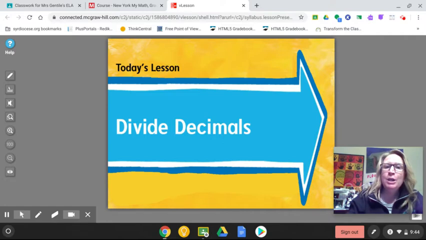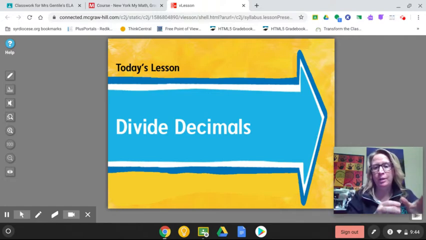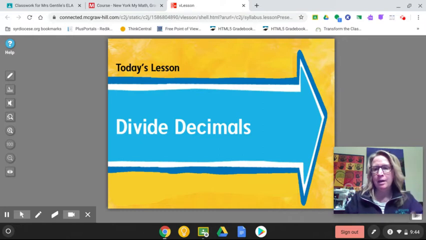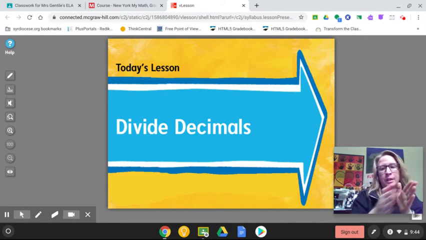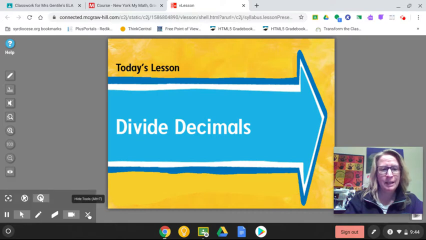So today's lesson is we are going to be dividing decimals by decimals. Up till now, we've been dividing decimals by whole numbers, so we've just had to move the decimal in our dividend right up into our quotient. Well, now with dividing decimals by decimals, we have to actually move the decimal out of our divisor first, but then that means we have to move it in our dividend as well. Okay, so we're going to walk through that and go through this together.